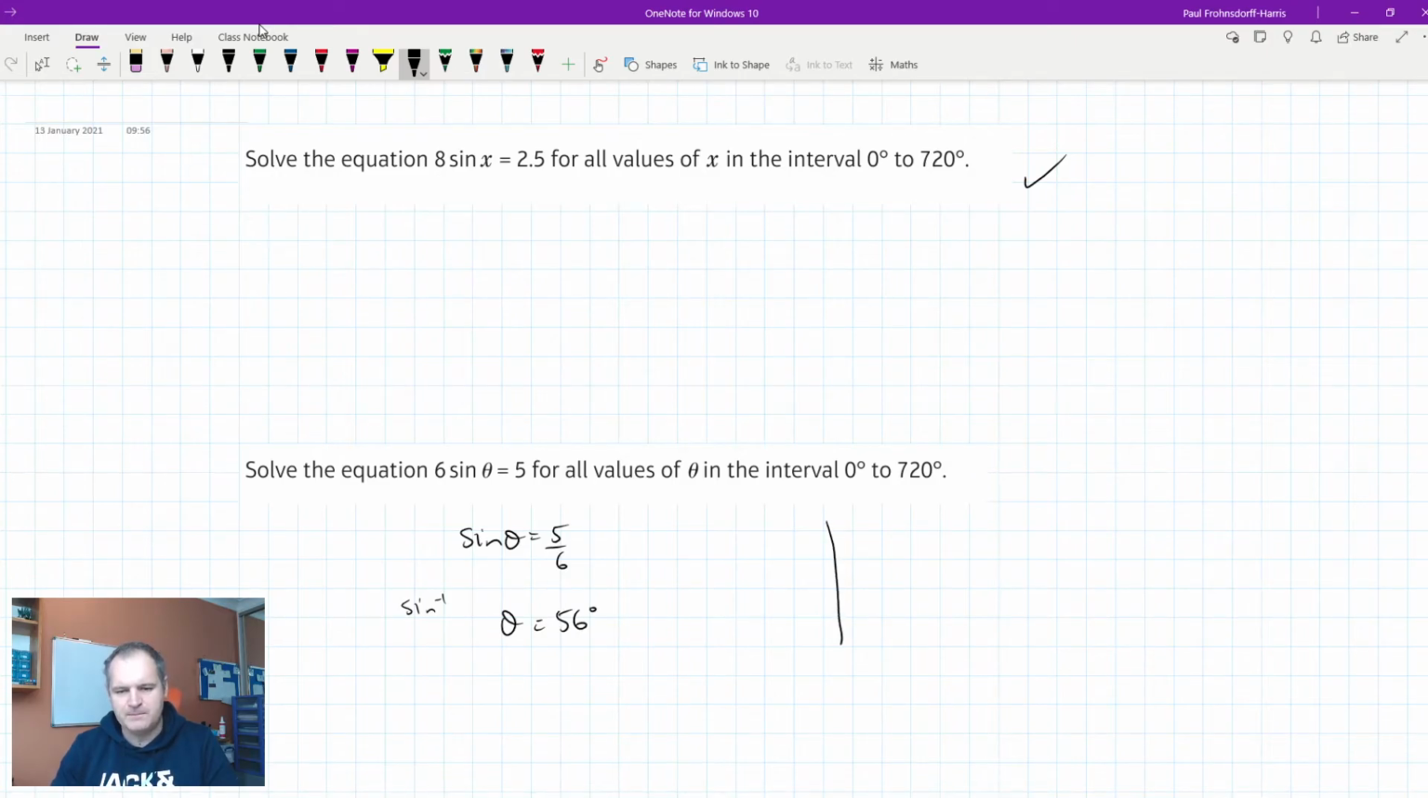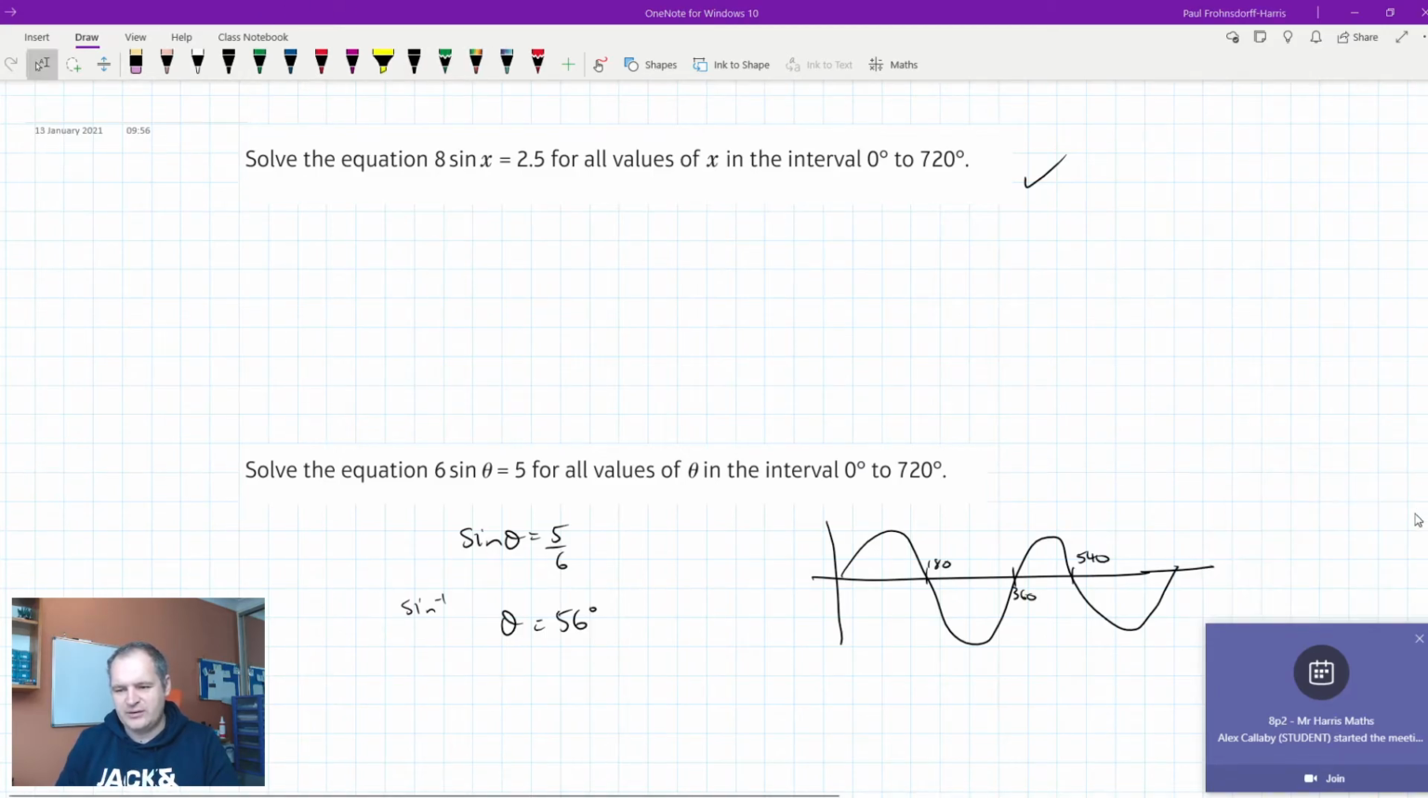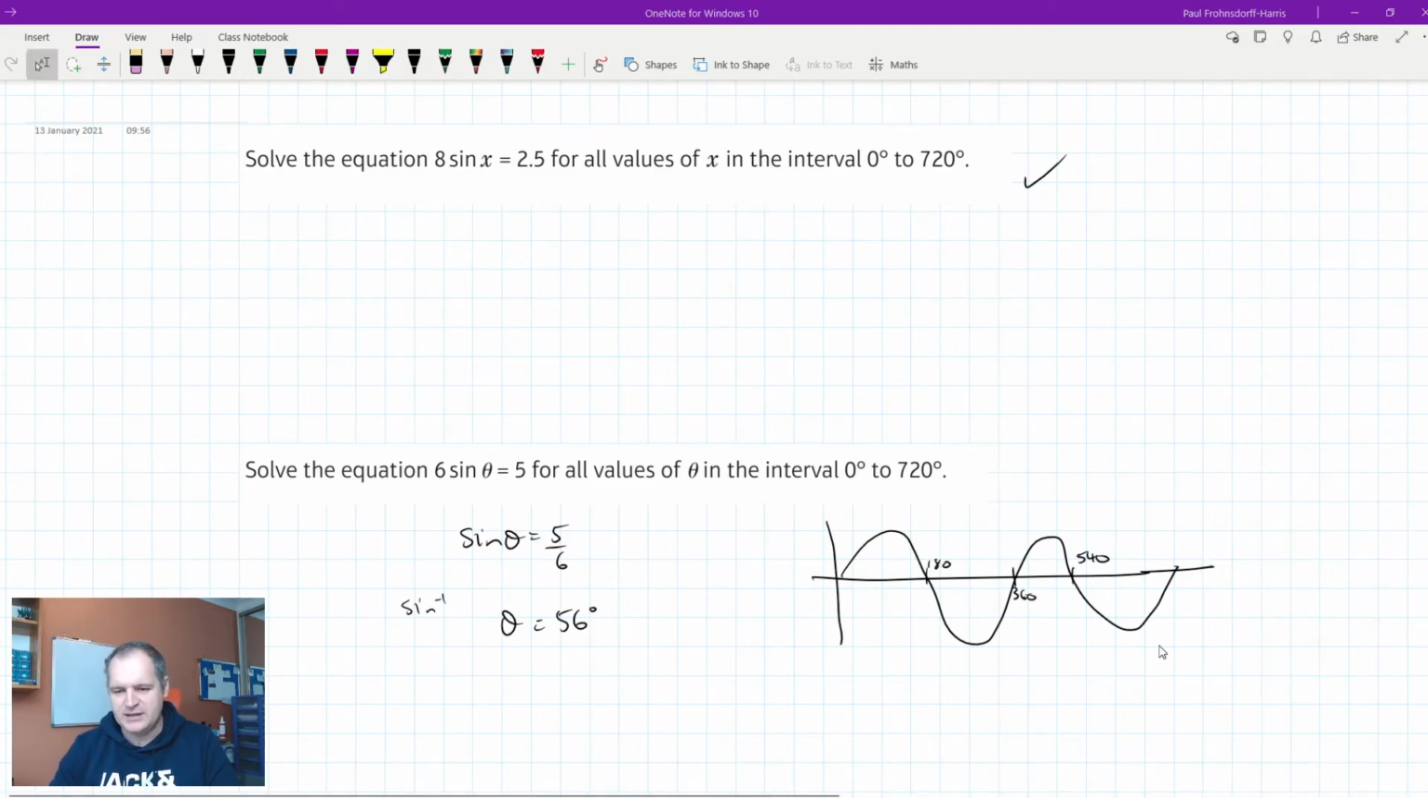Then we sketch. It goes up, down, up, because it's the 360. We mark on the key points, 360, 180, and 540. And I've got lessons starting that I'm going to have to go to in a second. And I've got 720. And so 0, and we've got the solutions of 56. That 56 is repeated with a mirror line. So if we've got 56, we've got 180 minus 56. 180 take away 56 is 124.